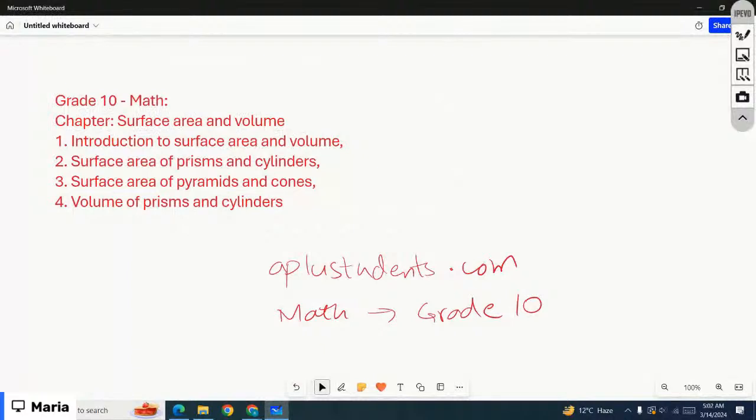We're going to start with the chapter surface area and volume, and the lessons we are going to cover today are introduction to surface area and volume, surface area of prisms and cylinders, surface area of pyramids and cones, and volume of prisms and cylinders. Have your notebook and pencil ready so that you can note down the important examples and definitions as well.